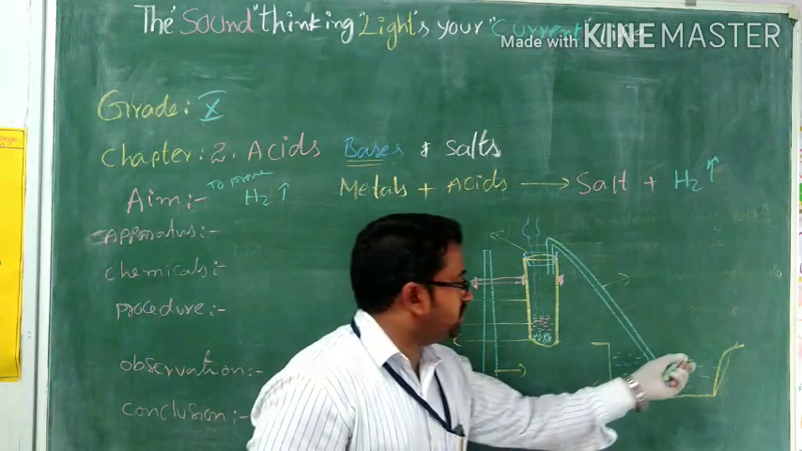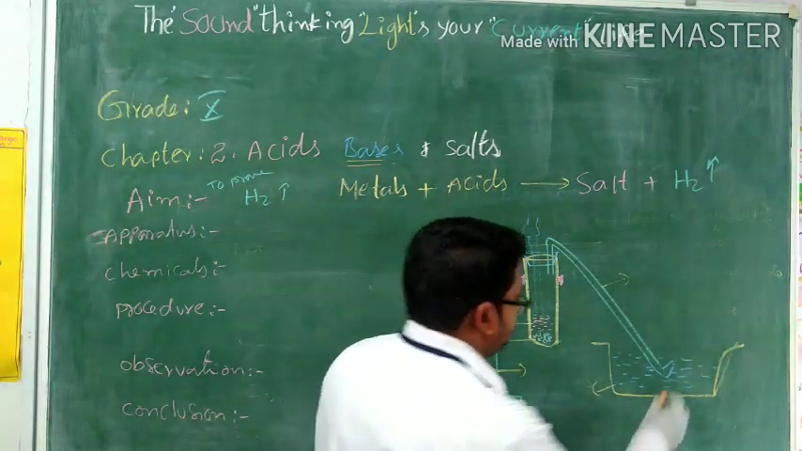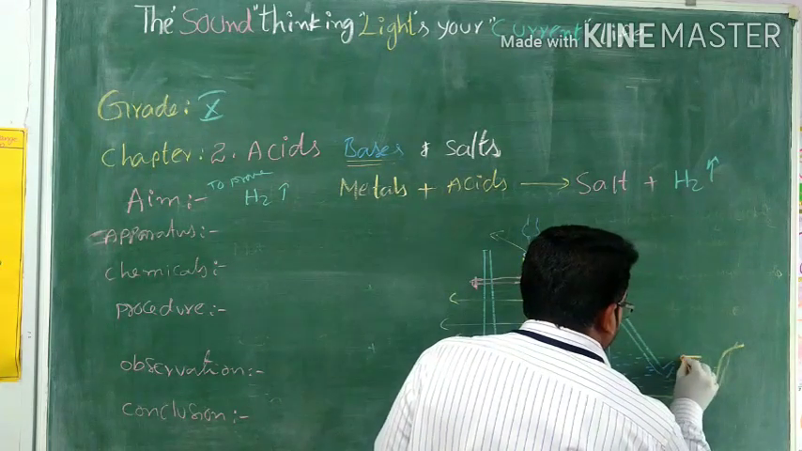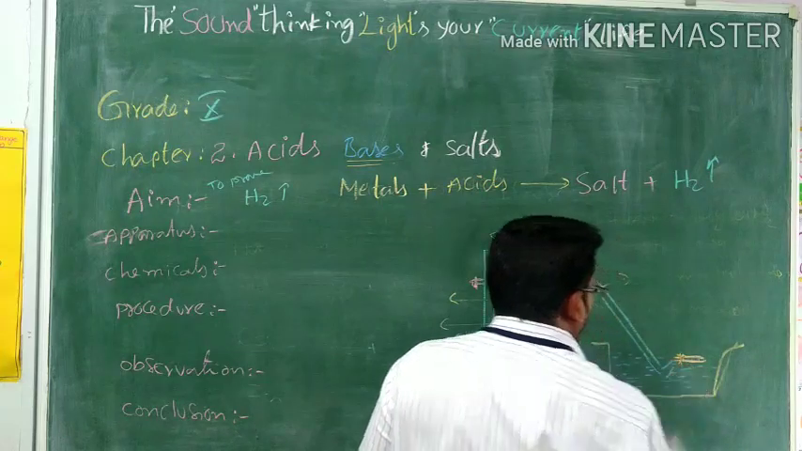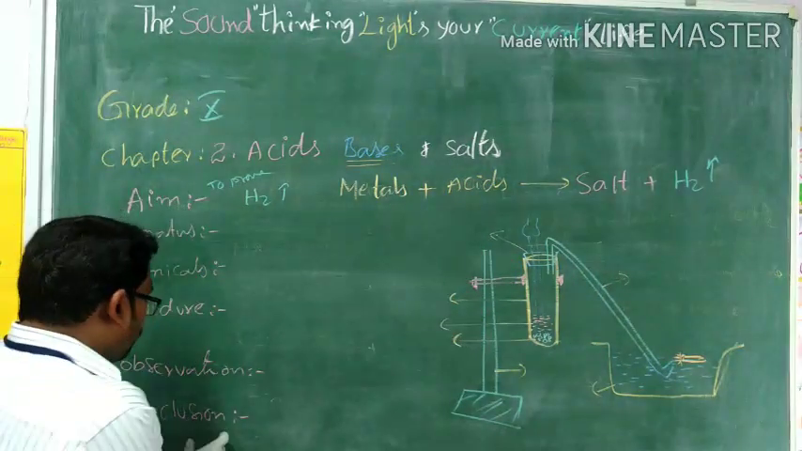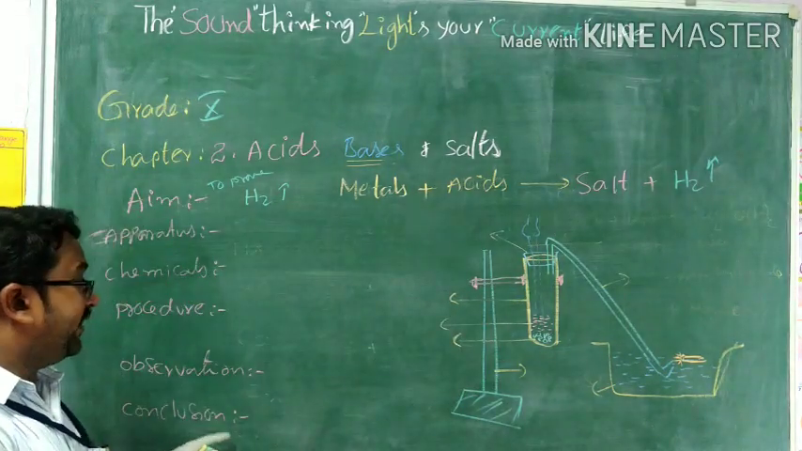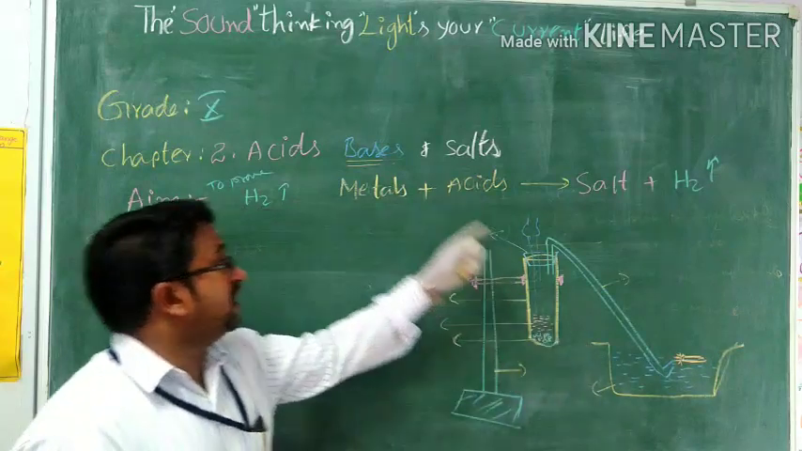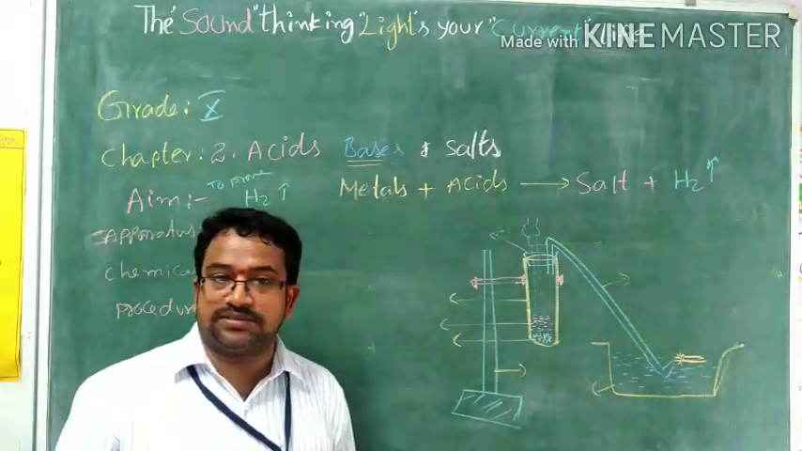A burning splinter is introduced here, like this. It is going to be put off with a pop sound. Clear? What is the conclusion? From this above activity, I conclude that hydrogen gas is evolved when metals react with acids.